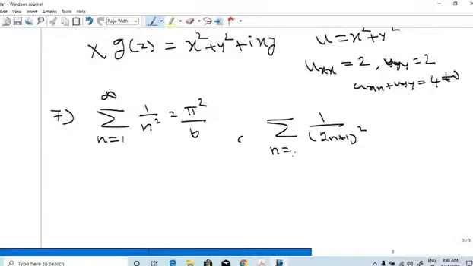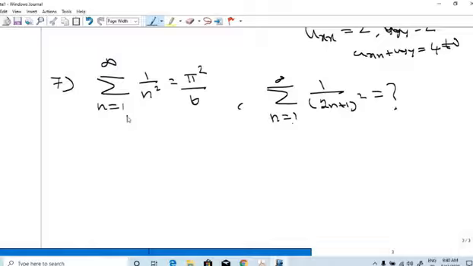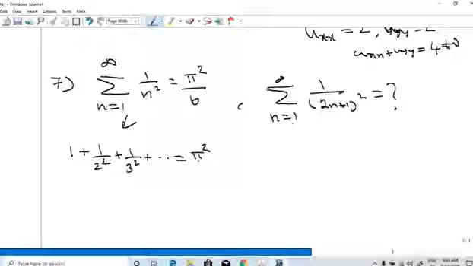Now, what is the value of this summation? First, just to explain the meaning, this is nothing but 1/1², that is 1, plus 1/2² plus 1/3² and so on. This is nothing but π²/6. Now just expand this summation. Substitute n = 1, we get 2n+1 = 3, so 1/3².